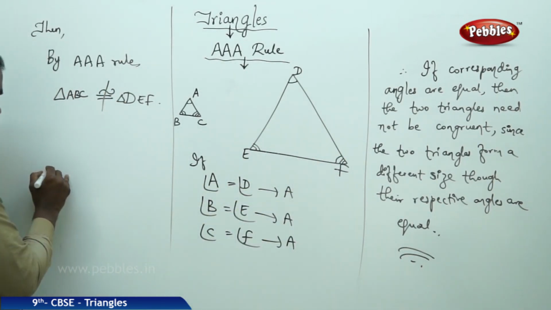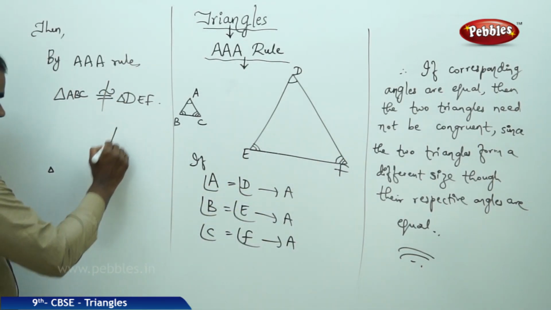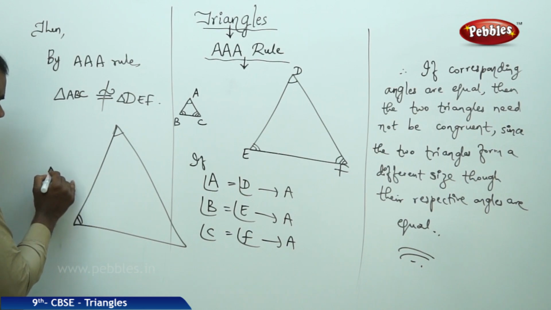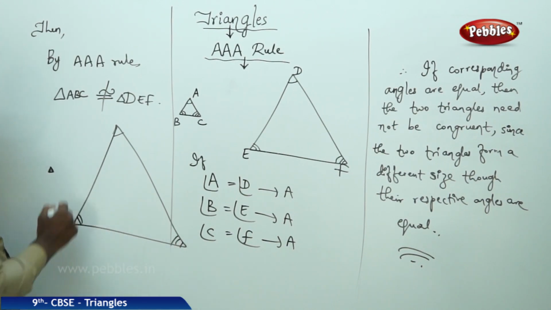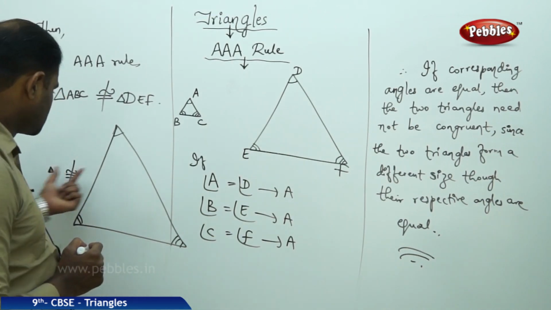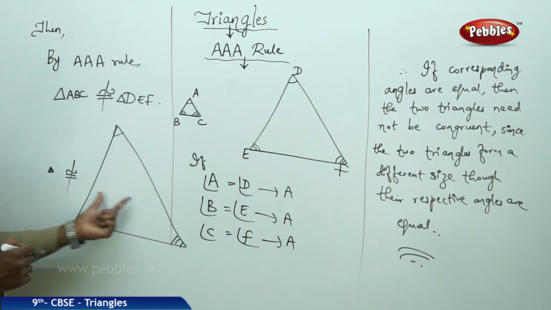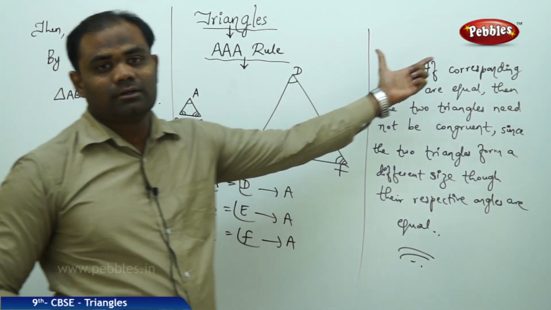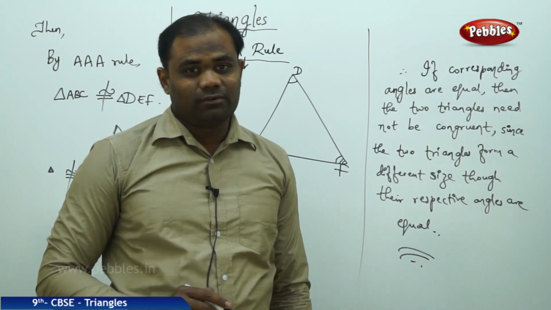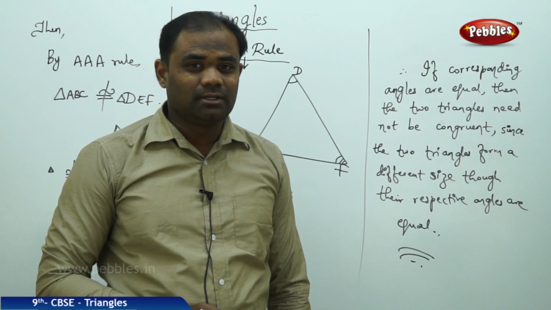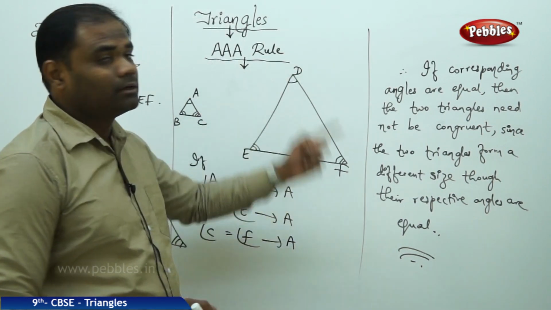Any triangle which is smaller in size and any which is bigger in size can have the same common angles, but they are not congruent to each other. The two triangles have corresponding angles equal, but they are not congruent to each other, is how I understand the learning outcome of AAA rule. Congruency connected with AAA rule.